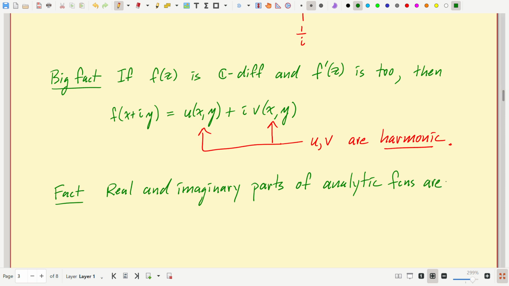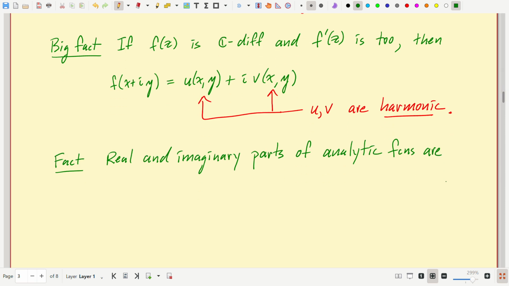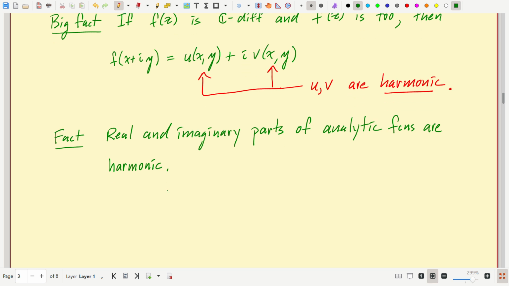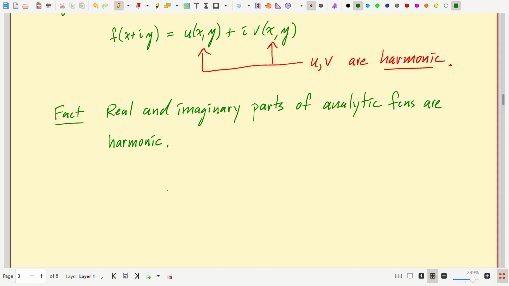And that's one reason complex analysis is so important. Harmonic functions are everywhere in science and engineering and math. And in fact, the reverse is kind of true. If you give me any old harmonic function, it's actually locally the real part of an analytic function. So you've got to study complex differentiable functions if you're going to understand harmonic functions. Okay, so let's see why this is true.